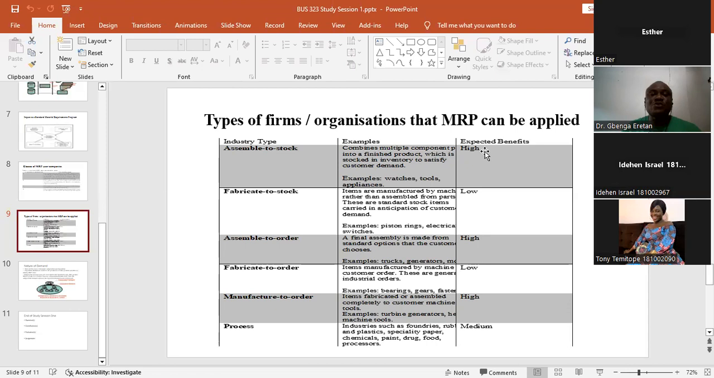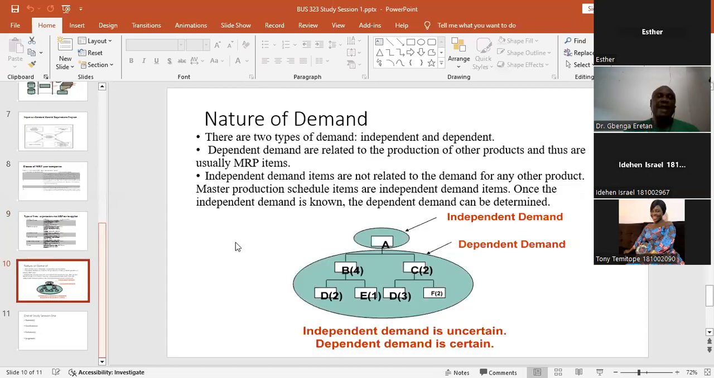Fabricate to order. This is when you produce before order is placed. Manufacture to order is synonymous to fabricating to order. While processing, then you say this is an industry that is foundry such as plastic, specializing. They are involved in various processes of products, converting of one raw materials into finished goods. So these are types of firms where MRP can be applied.